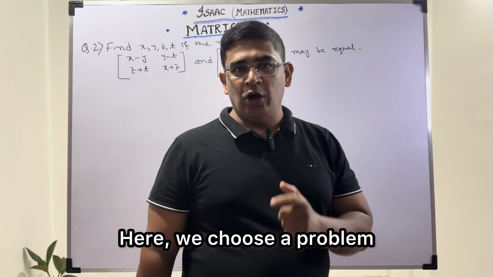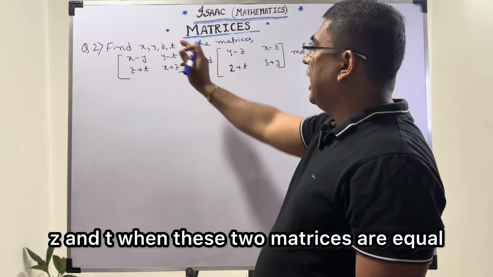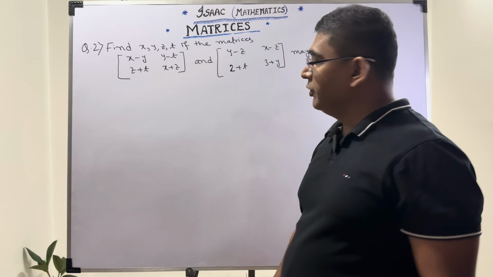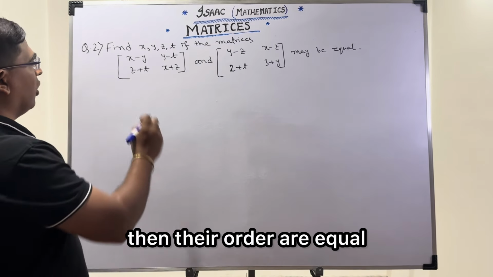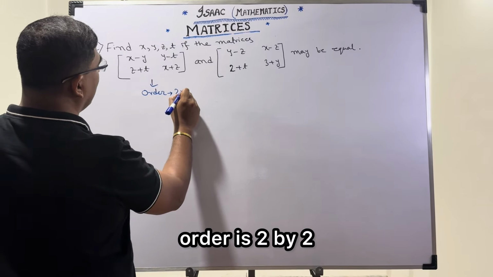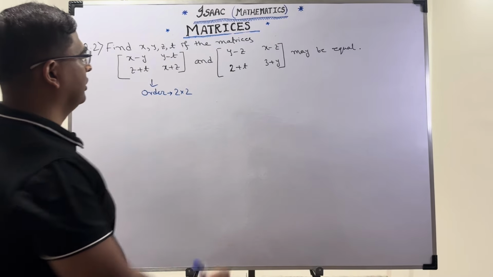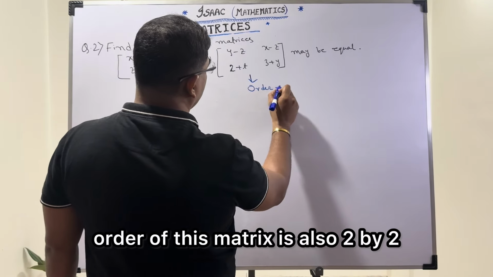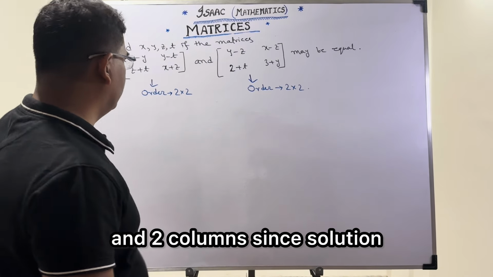Here we choose a problem. In this problem, we have to find x, y, z and t when these two matrices are equal. Okay. So if we observe these two matrices, then their orders are equal. The order is 2 by 2 because it has 2 rows and 2 columns. The order of this matrix is also 2 by 2 because it also has 2 rows and 2 columns.